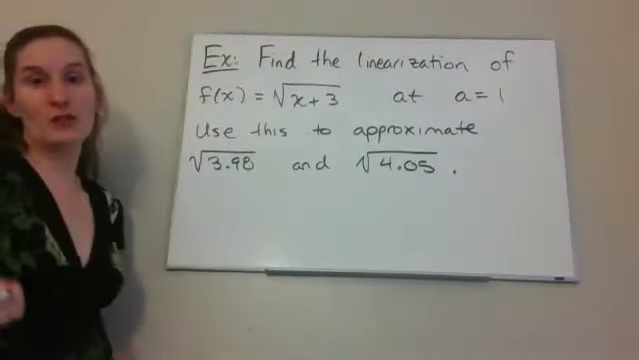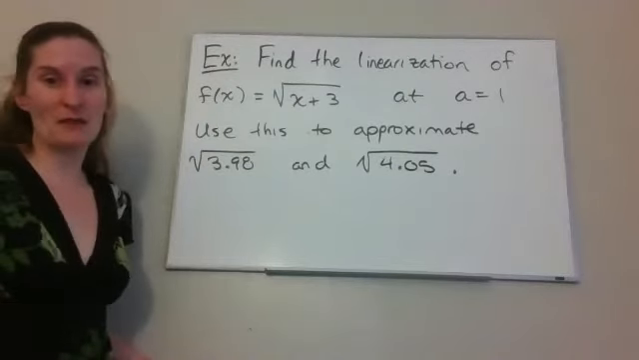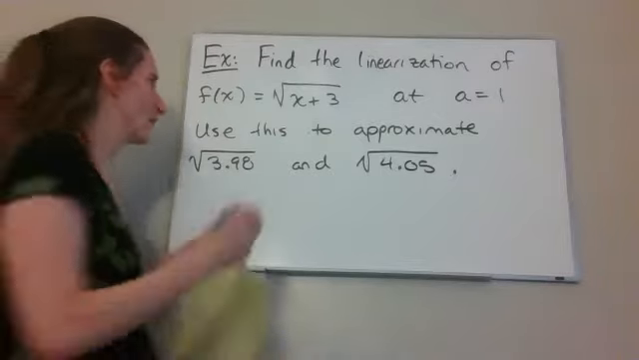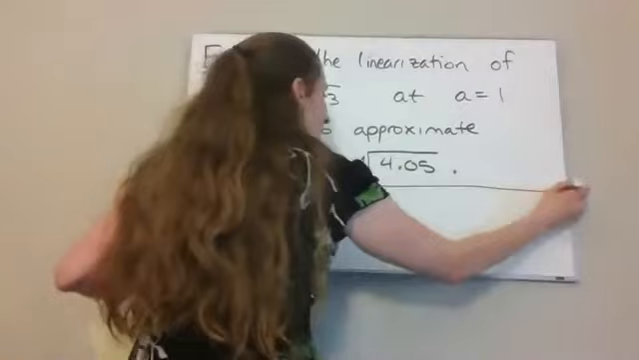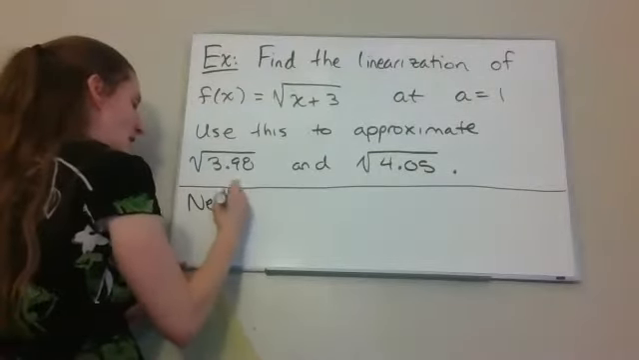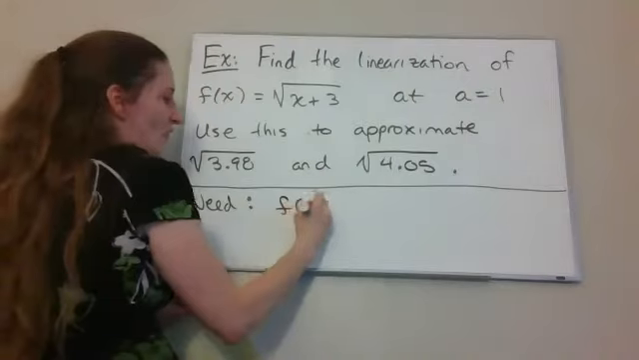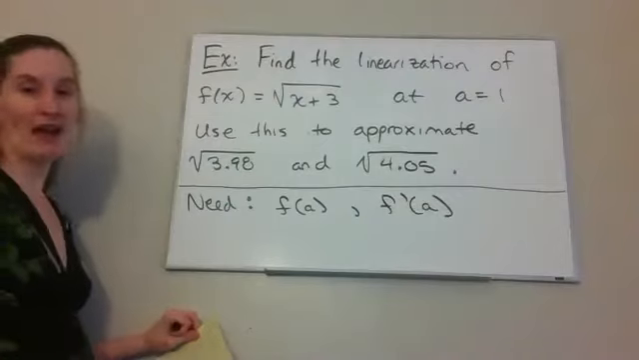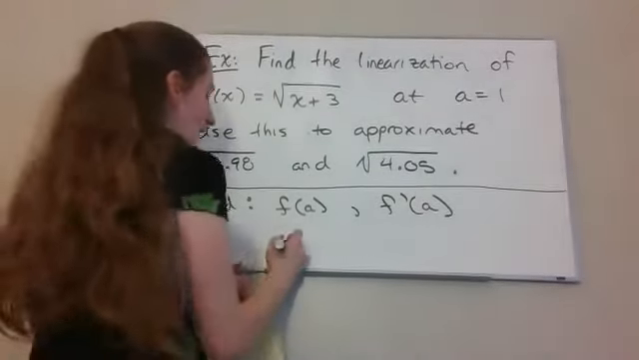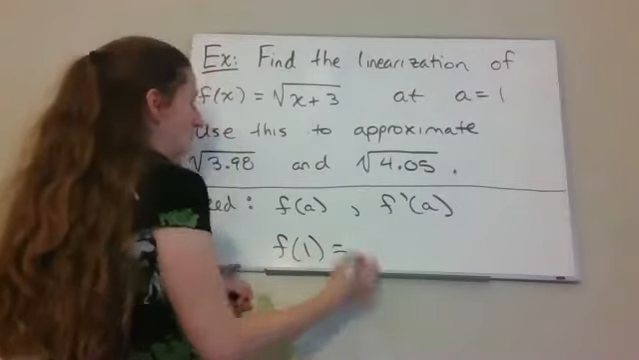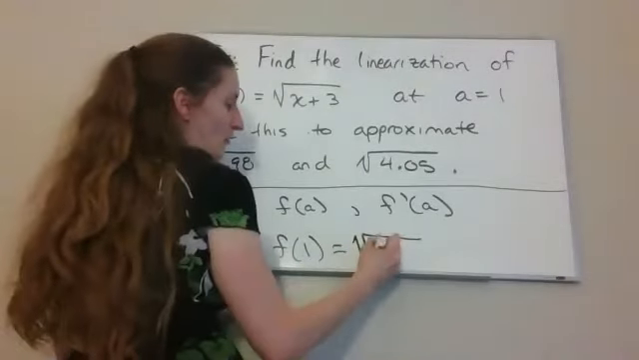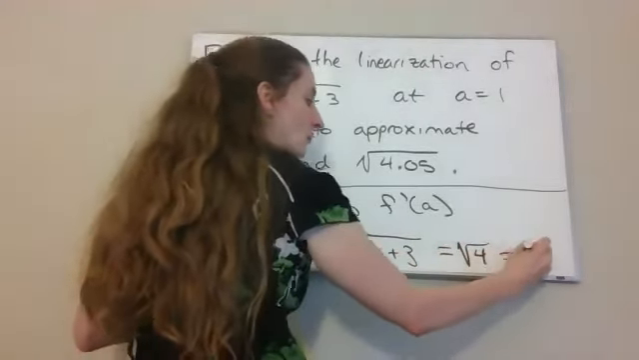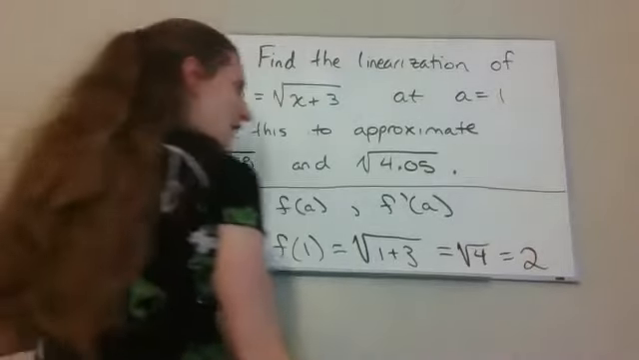So the first thing we should do is find the linearization. Then we can deal with figuring out how we're supposed to approximate these using our linearization. What we need in order to do the linearization is we need to know what f of a is, and we need to know what f prime of a is. And my a happens to be 1 for this problem. So let's start with f of 1. F of 1 is the square root of 1 plus 3, which we all know is square root of 4, which is 2. So I have f of 1 is 2.